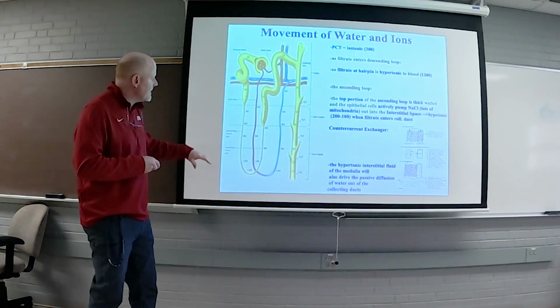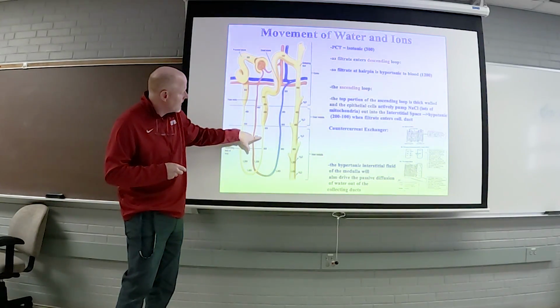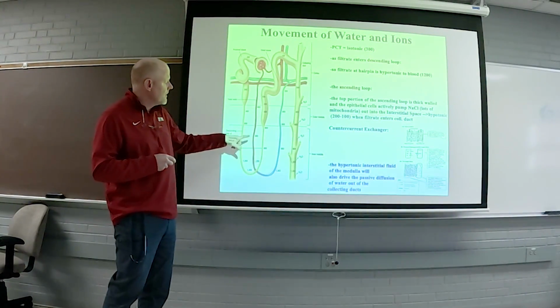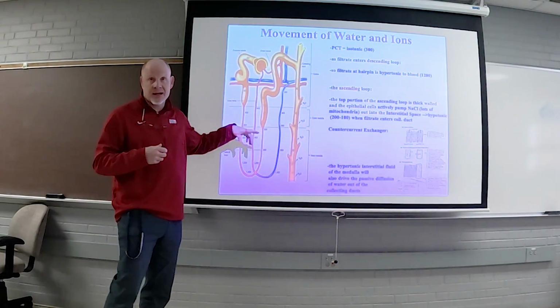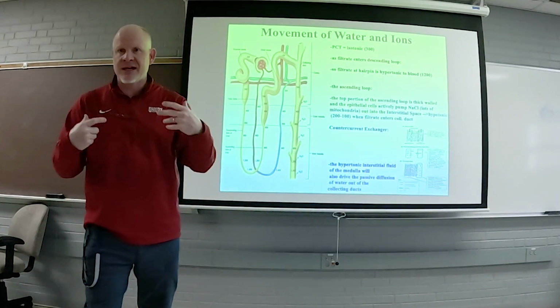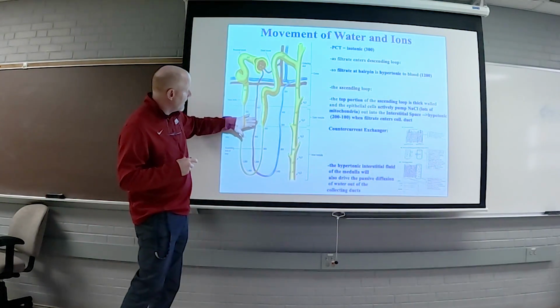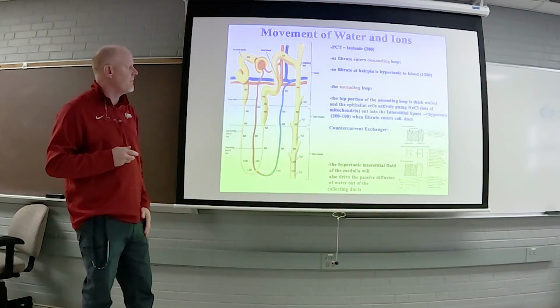The reason this looks wider is because the epithelium goes from almost a squamous epithelium to a cuboidal epithelium up here, because we've packed a bunch of mitochondria into it so that we can drive these pumps. And so that's why you get a thin limb and a thick limb of the ascending limb of the loop.